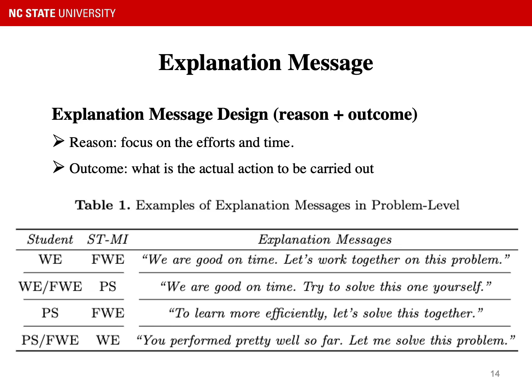This table shows some examples of the explanation messages. For example, "we are good on time" and "to learn more efficiently" are the reasons, and "let's work together on this problem" and "try to solve this one yourself" are the outcomes. It is important to note that each type of intervention has multiple explanation messages, and the tutor will randomly select one to show to students.